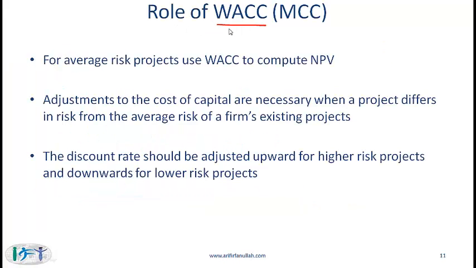Role of WACC, or weighted average cost of capital. The important points are written over here, so I will simply read them. For average risk projects, we should use the weighted average cost of capital to compute NPV, and this is what we did in the previous reading on capital budgeting. Adjustments to the cost of capital are necessary when a project differs in risk from the average risk of a firm's existing projects. The discount rate, or the WACC, should be adjusted upwards for higher risk projects and downwards for lower risk projects. This is fairly self-evident.